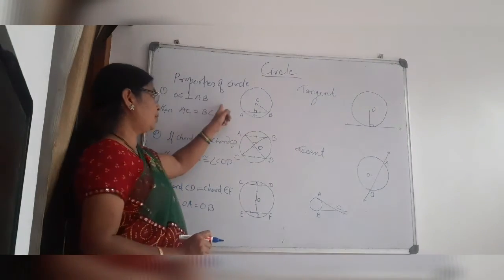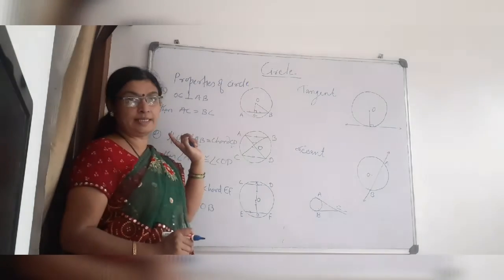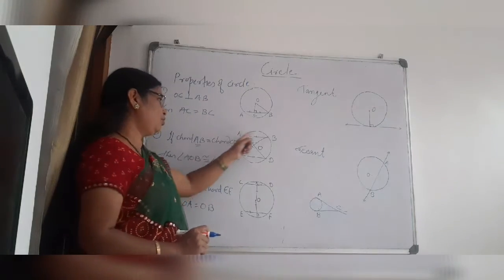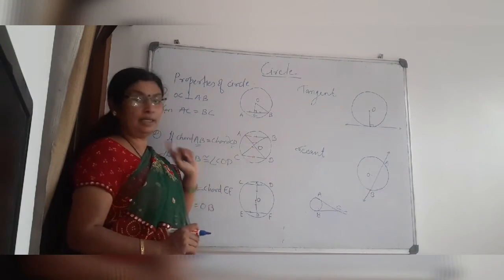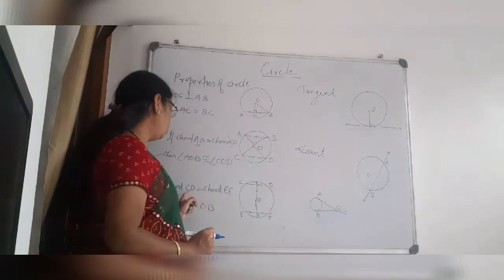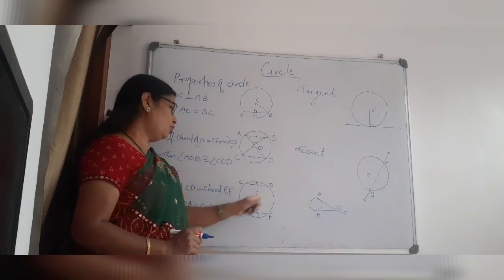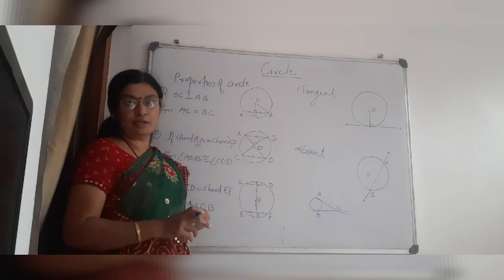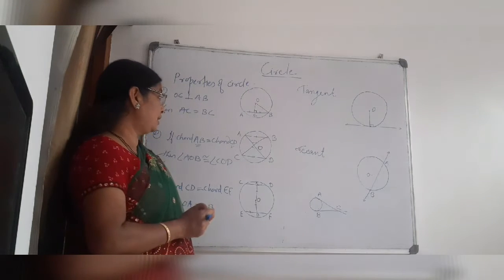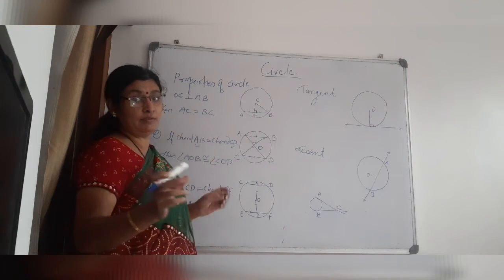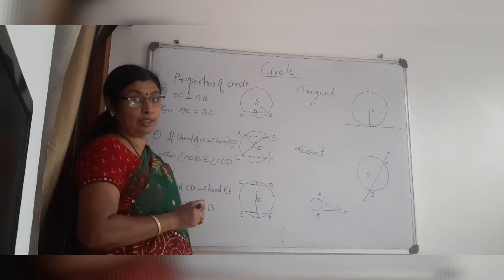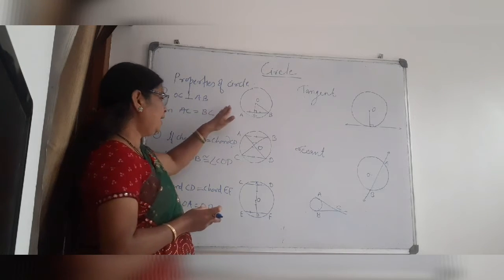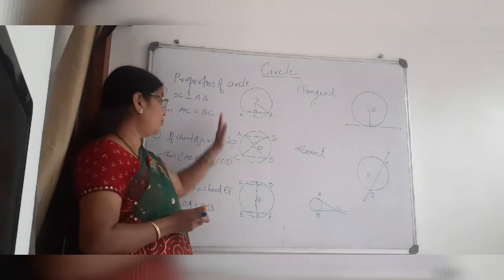First property, a perpendicular drawn from the center of the circle bisects the chord. Second property, congruent chords make congruent angles at the center of the circle. And the third property, congruent chords are equidistant from the center of the circle. Now write down all these three properties that are given in your textbook. You have to solve that activity and write down all the three properties.